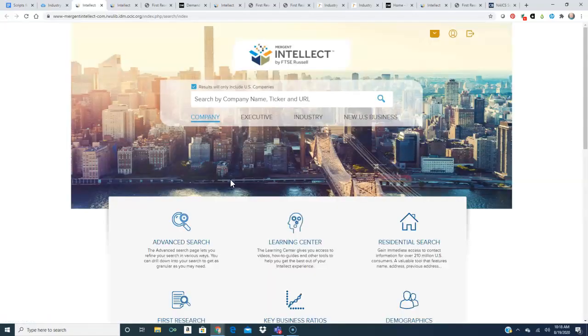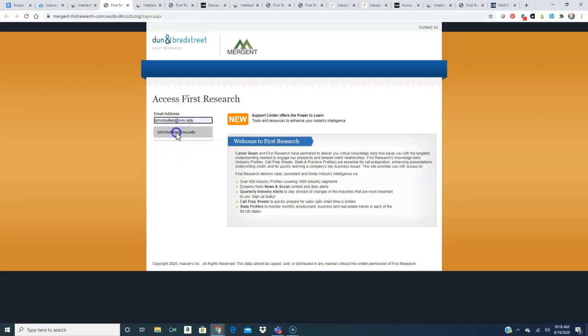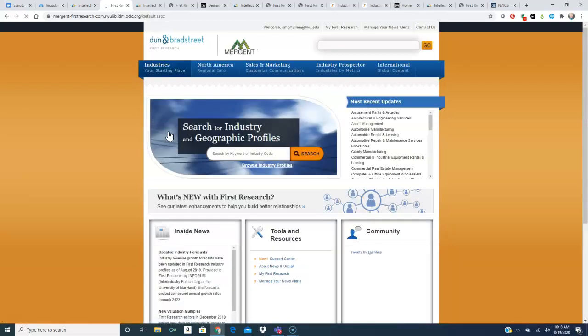So I'm going to connect to Merchant Intellect so I can show you all of the things that it has to offer. And we'll look at some of these a little later on as well. You can search for companies and industries here in the main search bar, or it's easiest to get to First Research by coming down to this particular option. A little later on we'll look at the demographics and the advanced search in another video. Once we connect to First Research, we enter our email, and if you're off campus, you'll be asked to put in your single sign-in.